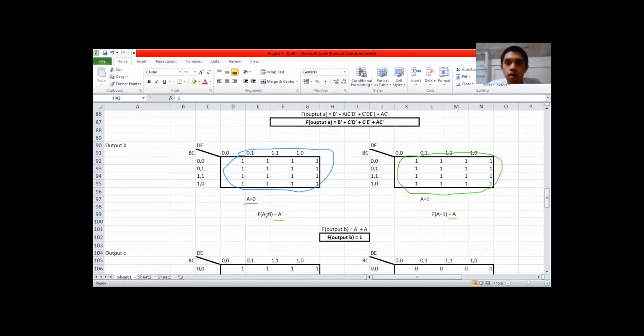Therefore, in order for us to determine the expression for output B, we will simply combine the two expressions. So it will become A prime, which is ORed with A. So applying here the property, it will just become 1. Because a literal which is ORed with its complement will always have a value of 1. So this is just 1 for the output B. So moving on to the next one.